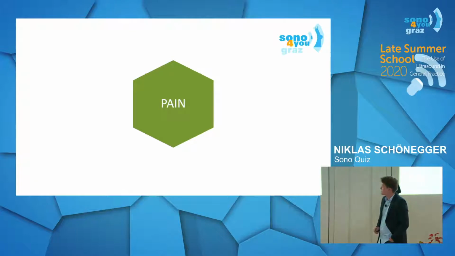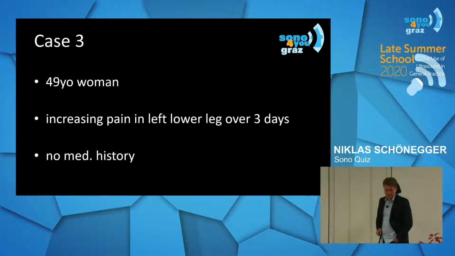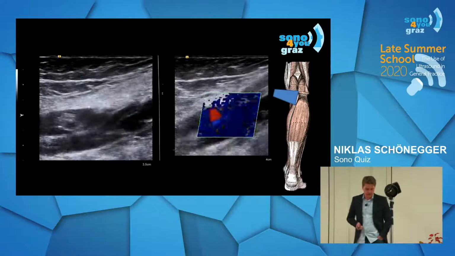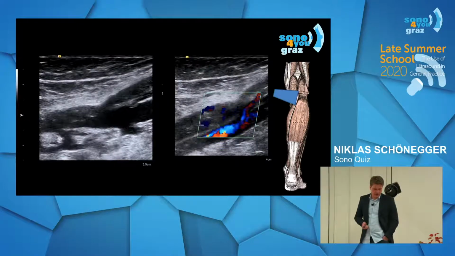So the next patients present with pain. A 49-year-old woman presented with increasing pain in the left lower leg for 3 days. The pain was constant. She had no remarkable medical history. So you put the probe on her lower leg, and this is what you got.